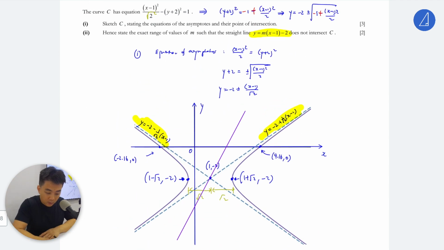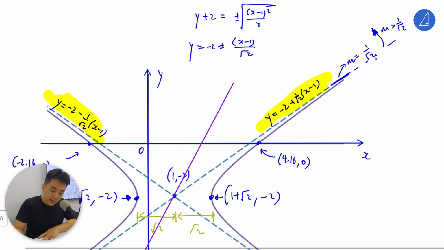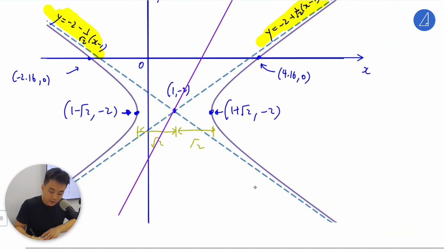Okay, this is the equality line. So this gradient is how much? This gradient here, this asymptote here, the gradient is root 2, right? Anything steeper than this is m bigger than 1 over root 2. Anything less steep will be m less than 1 over root 2. Similarly, for this guy here, this is m equals to negative 1 over root 2.